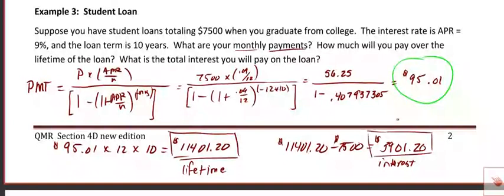The question is, how much of that $11,401 is actual interest? So if I take the $11,401.20 and subtract $7,500, the actual principal that I borrowed, that'll give me $3,901.20, which represents the interest I would be paying on that loan. So that's basically me giving the bank $3,900 and saying, thank you so much for letting me borrow your money.